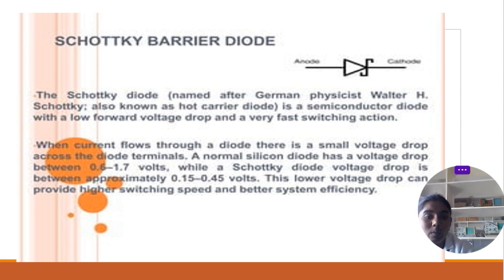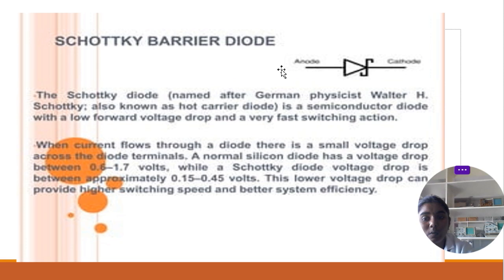The symbol of the Schottky barrier diode is given here. It varies from the normal diode symbol. It has two ends: one is the anode and the other is the cathode. The Schottky diode is named after the German physicist Walter Schottky. It is also known as a hot carrier diode.